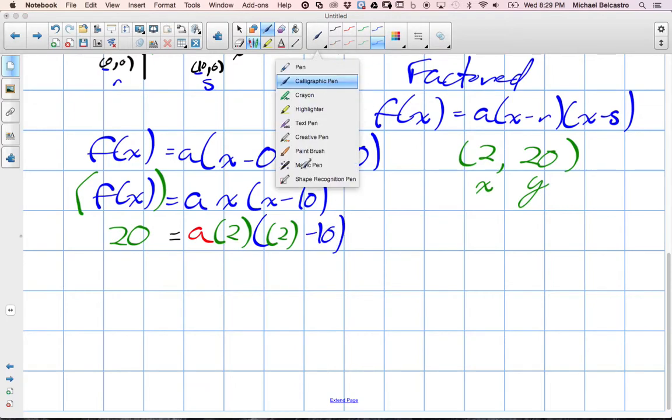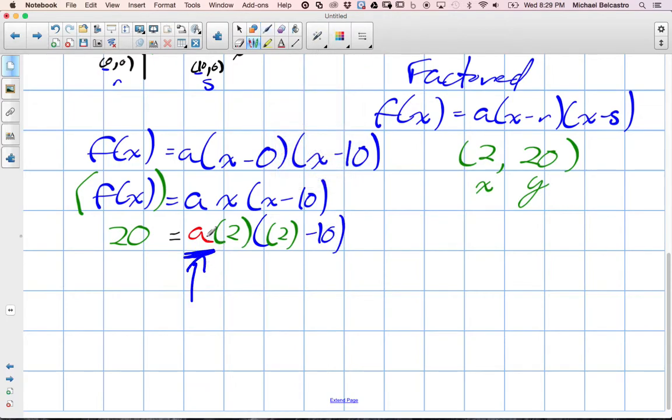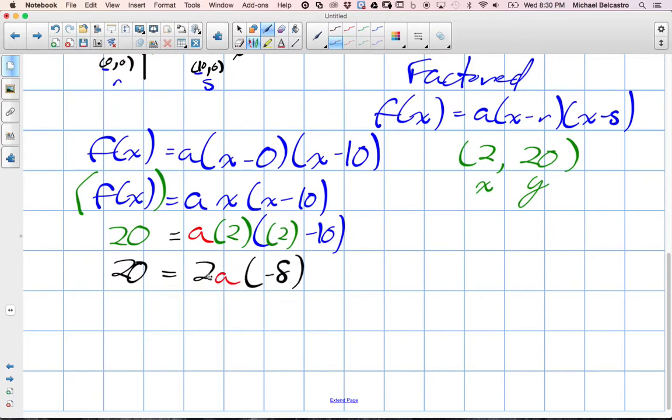Does it make sense what I've done here? Yeah. And the whole goal here is to figure out what our a is. Since we knew x and y, a is our only unknown left, so we're going to solve for a so that we can finally build the equation. So 20 is equal to 2 times a, which is 2a, and 2 minus 10 is negative 8. So this is 2a times negative 8, which might look confusing, but all we do is multiply coefficients. So we get 20 is equal to 2 times negative 8, which is negative 16a.